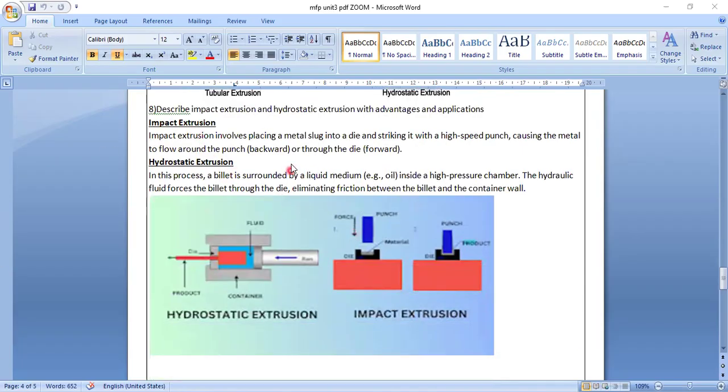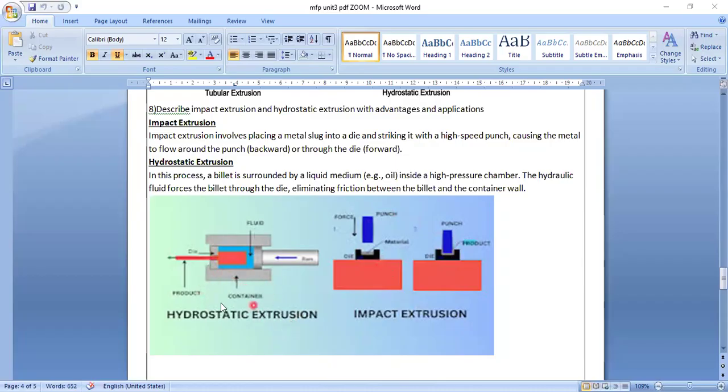So if I am not wrong, I am going to take the eighth question. Describe the impact extrusion and hydrostatic extrusion with the advantages and applications. So this is the impact one. You are going to give a punch on this die. In the die, material is kept. So here, see, punch and die both are together, and in between some workpiece material is there. So this is an impact extrusion.